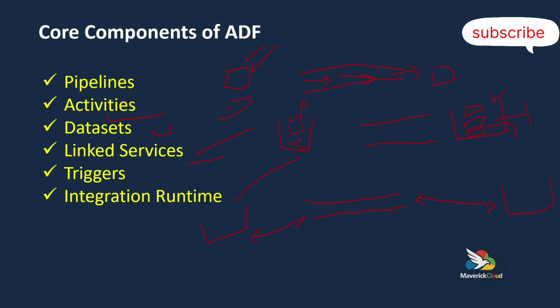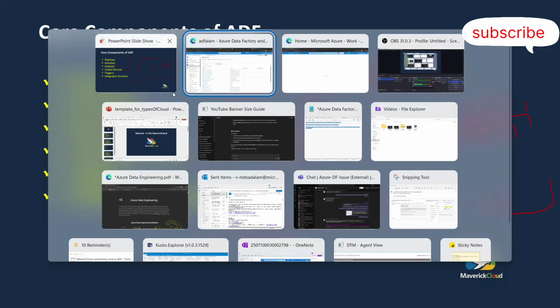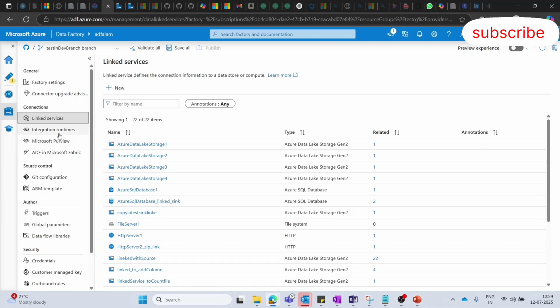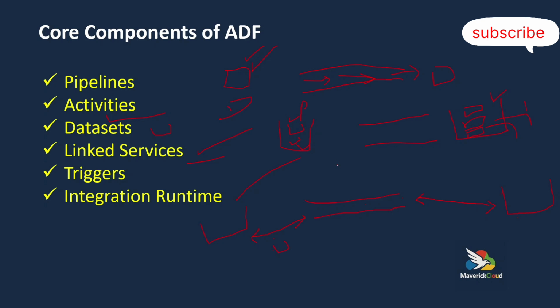It will give us a linked service or connection string where we can connect our source to the pipeline and the pipeline to the sink. That is called a linked service, where we can easily connect. So let's assume if we want to make a pipeline, then how many linked services do we need? We need two linked services, one for source to pipeline and another for pipeline to destination.